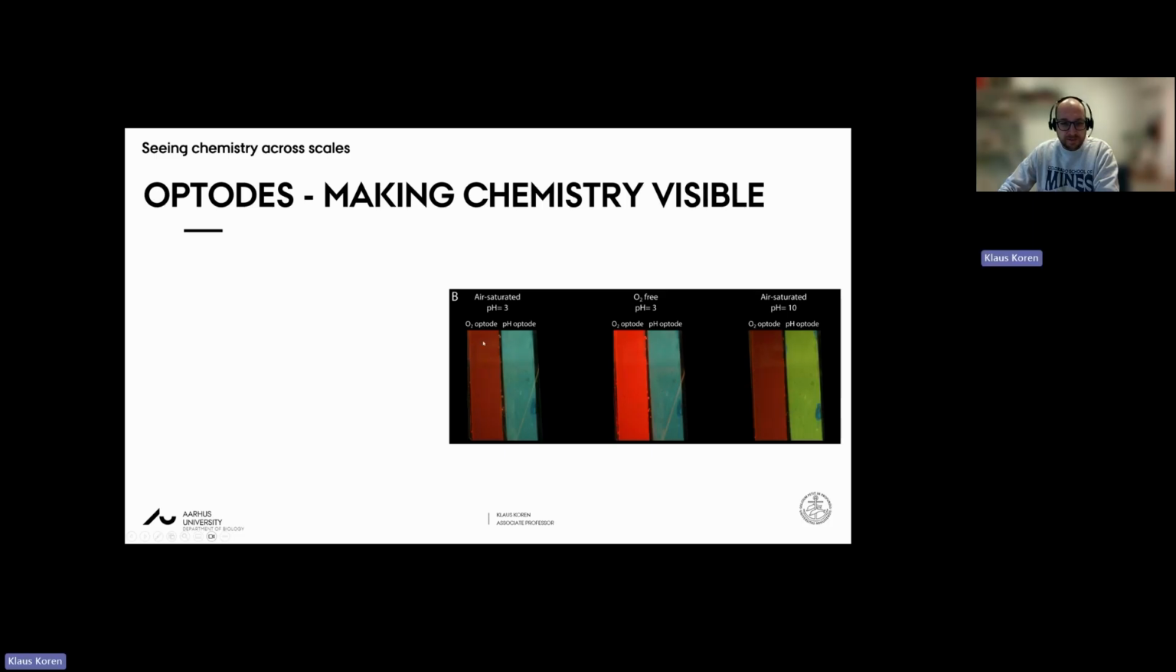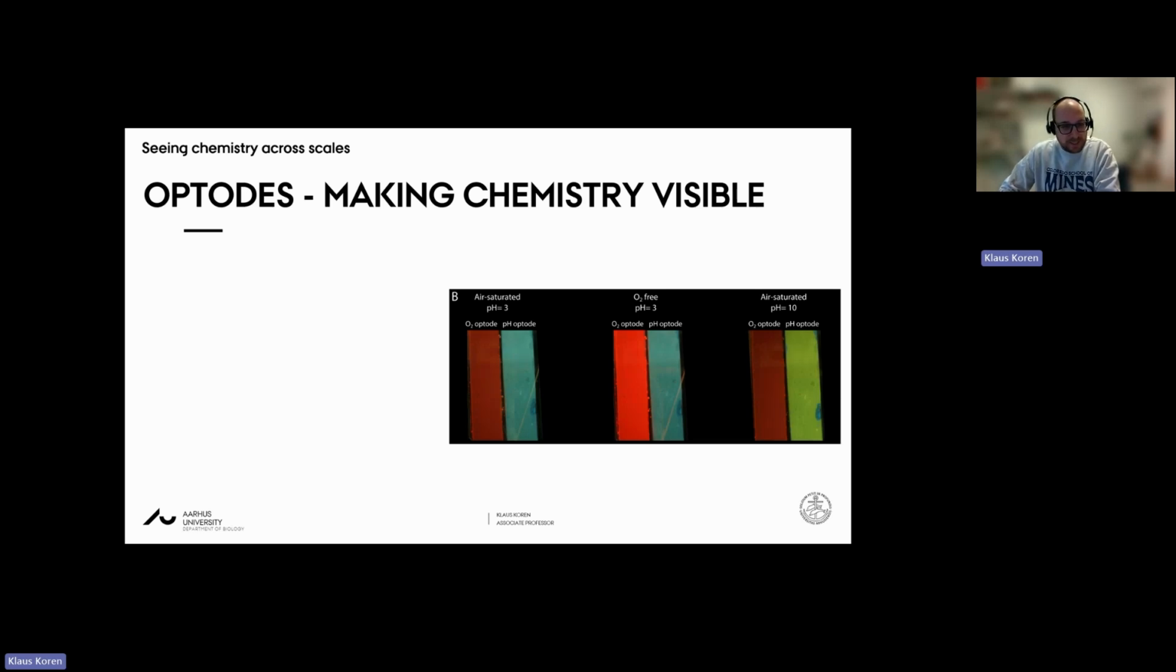Yeah. This red dye that I just put on the film is very dim. Fluorescence or phosphorescence when there's oxygen around, and if we remove the oxygen, it gets brighter, and we can use this change in the intensity, this change in emission, to quantify oxygen. And similarly, we can make optodes, for example, for pH that would change their color from blue to yellowish when the pH changes from acidic to alkaline. So this is what we can do in terms of making chemistry visible.